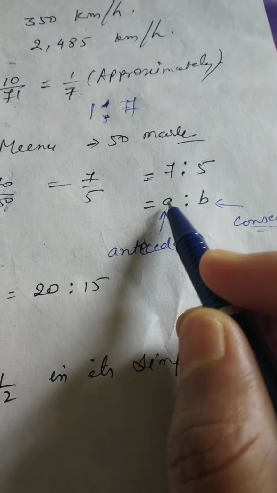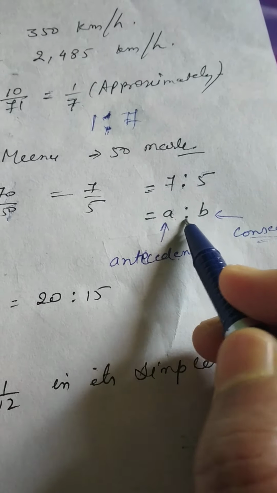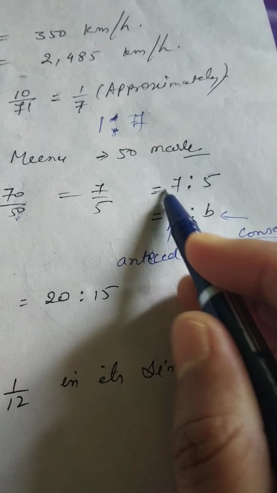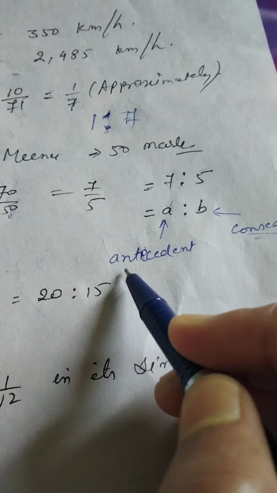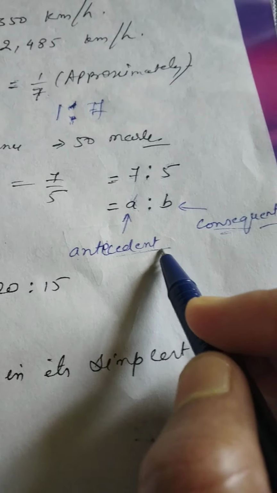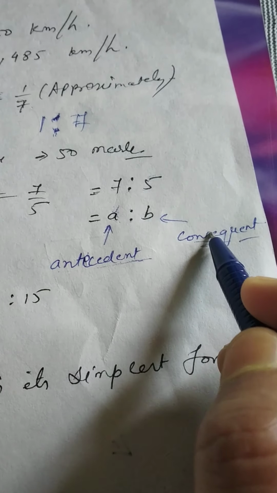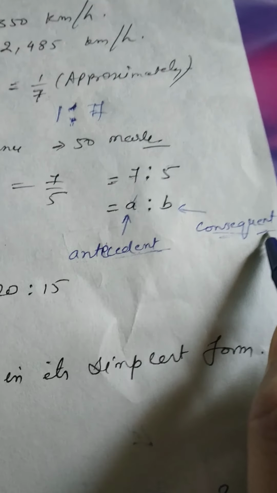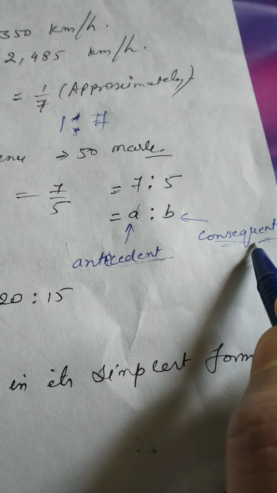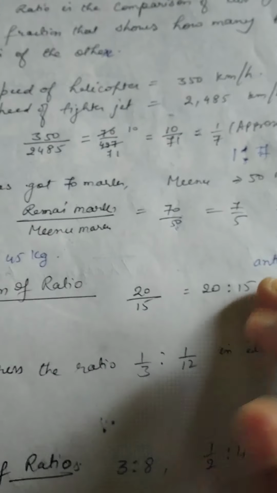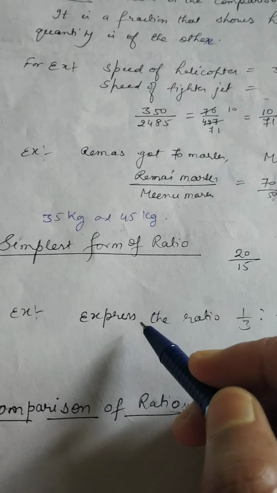Generally the ratio form is A:B, and the first term, that is A, is called antecedent, and the second term B is called consequent. Okay, antecedent and consequent. Got it? This is the form of ratio.